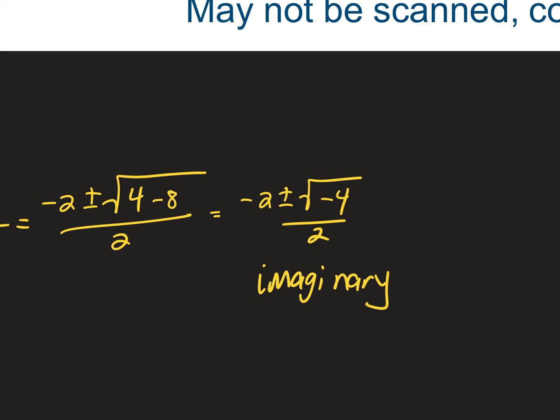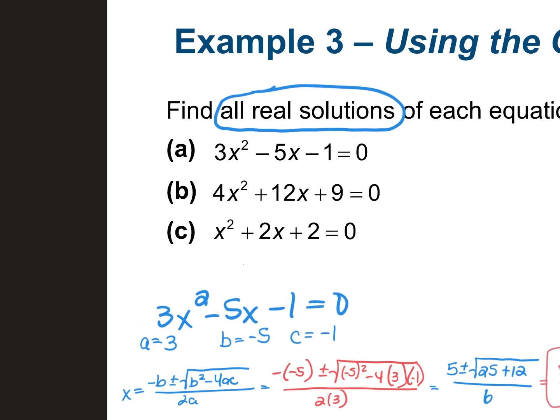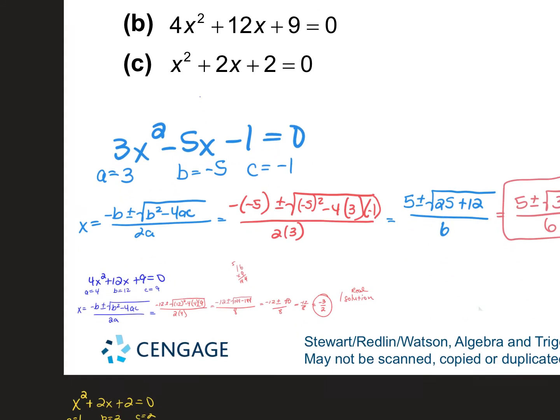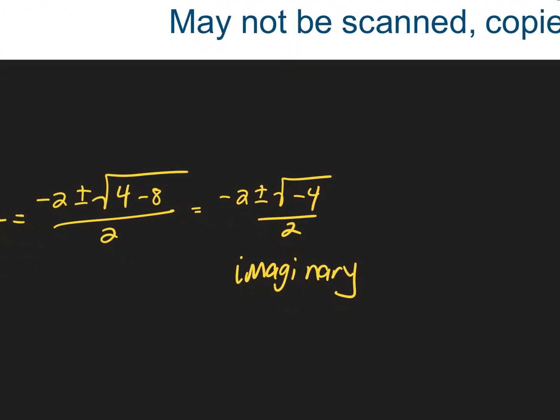If you guys look back up here, what does it say to find? Real solutions. If your directions say find the real solutions, what would you answer here? That there's no real solutions. It's imaginary because there's a negative underneath the square root. We're going to talk about this a little more tomorrow and on Monday. But there's no real solutions. On Monday, we're actually going to go forth and solve this.